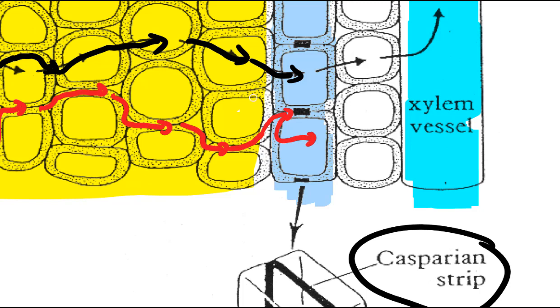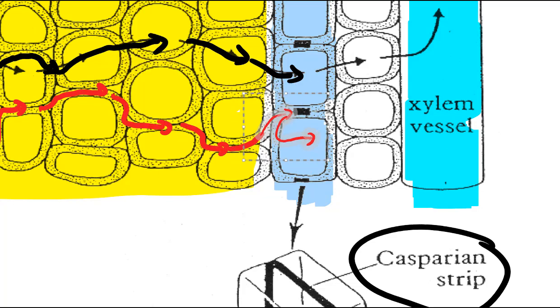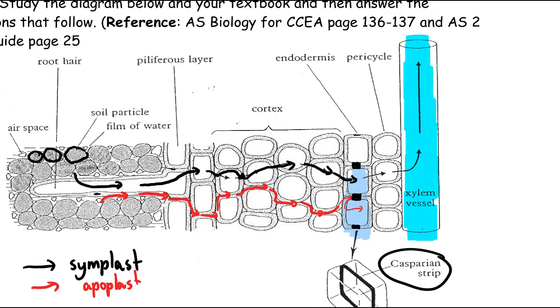So I'll maybe use a less chunky pen for that. So the apoplast pathway stops at the Casparian strip, and the Casparian strip is found in the endodermis, and it is there to block the apoplast pathway. I'll find out why in a minute. So the Casparian strip diverts the water from the apoplast pathway to the symplast pathway. So the apoplast is shown in red. Now, maybe if we get rid of all those colours, maybe that's easier for you to see.